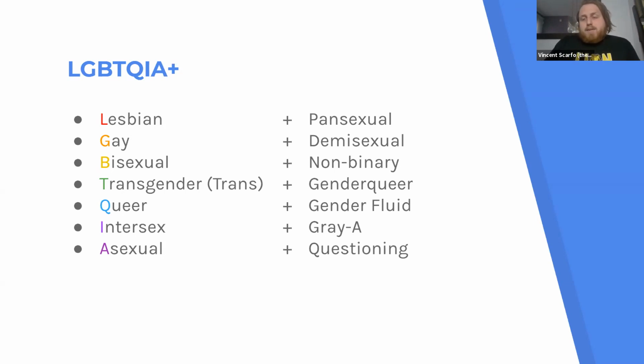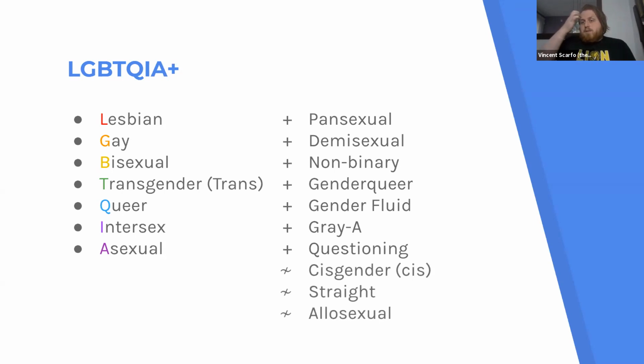And then these last three are groups that are not, if you are part of all three of these, you are not part of the community, but there are people within the community who have these identities. So that is cisgender, straight, and allosexual. Cisgender means that you are not trans, which means that the gender you are assigned at birth matches your gender identity. Straight is someone who is attracted to, like a man who's attracted to women or a woman who's attracted to men exclusively.